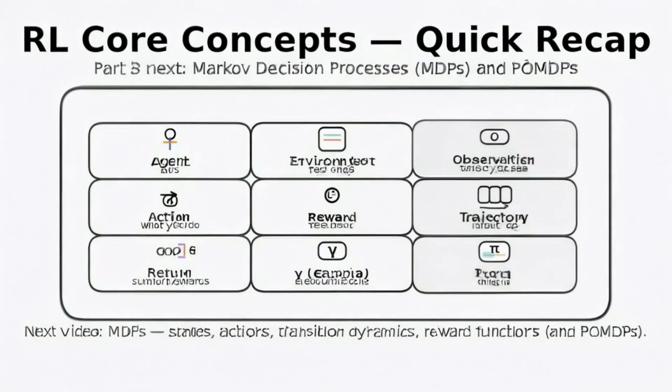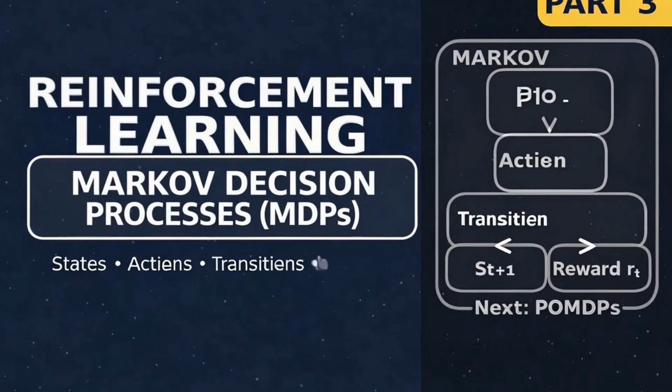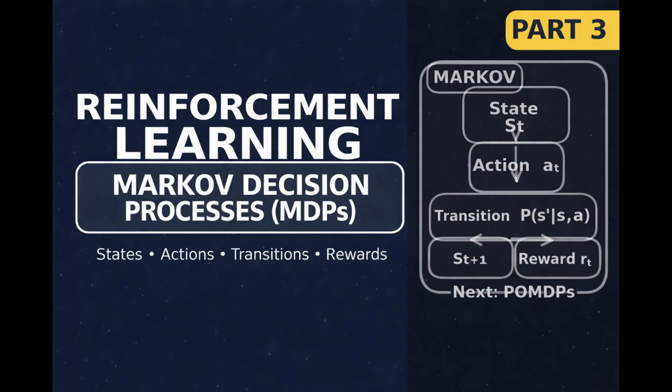In Part 3, we'll step back and look at the formal framework behind most reinforcement learning problems: Markov Decision Processes, MDPs. We'll break down what an MDP is and the key assumptions it makes, then unpack how transition dynamics and reward functions define the behavior of an environment. Finally, we'll cover what changes when the agent can't see the full state, introducing partially observable settings, POMDPs, and why they matter in real-world RL.